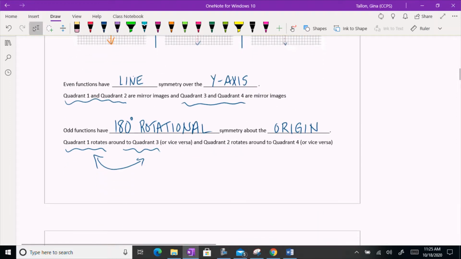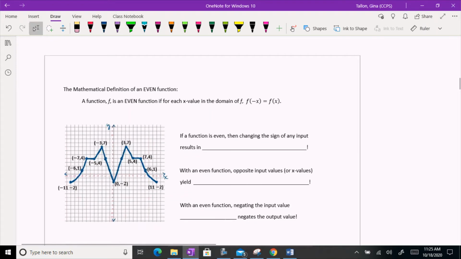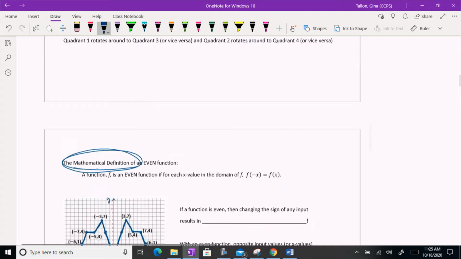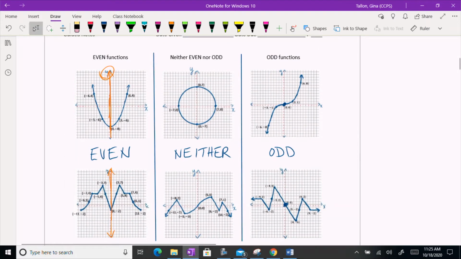Okay, so let's see if we understand a little bit about this. Let's go through some questions here. Actually, first the mathematical definition of an even function, and then we'll go through some questions after we do the mathematical definition of even and odd. It's important that you realize this is the mathematical definition. Everything we talked about up here is not the mathematical definition. It's just something you visualize by looking at a graph.